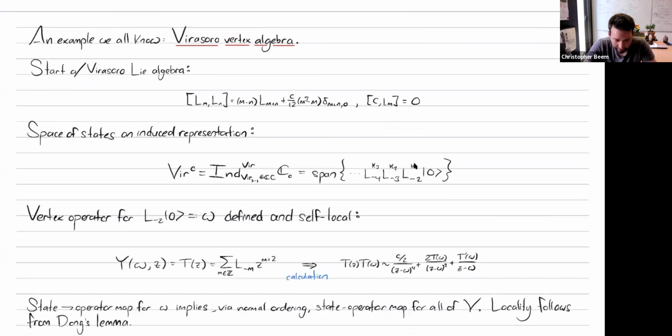Okay, so let's finally talk about an example that everybody knows super well, so it's slightly less abstract. And of course, this is a case that you know so well that you don't need anything new proven about it. But nevertheless, let's see how this axiomatic framework comes into play in this setting. So we're going to talk about the Virasoro algebra.